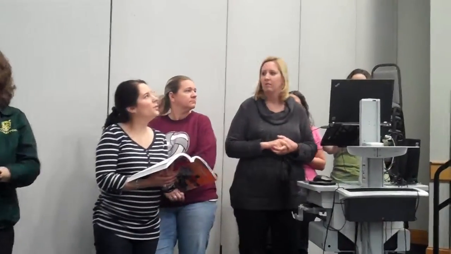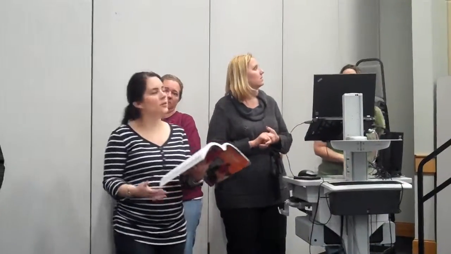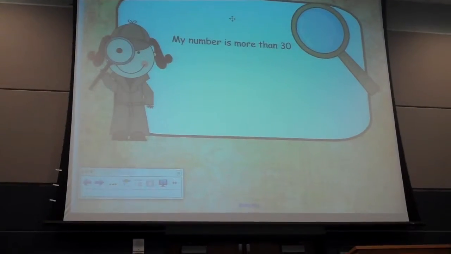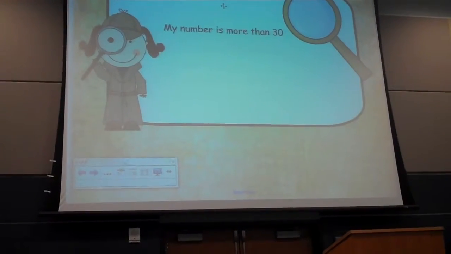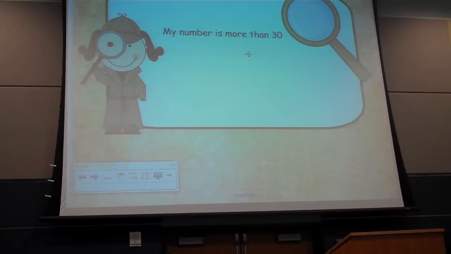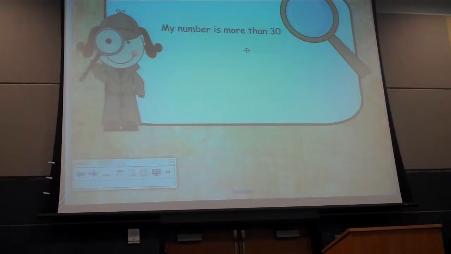So then you would move on to the numbers. And they're doing the same thing, except now they have the hundreds chart. And we have hundreds charts on your tables if you would like to keep track of it on a hundreds chart. And so we give them the first clue and say, my number is more than 30.